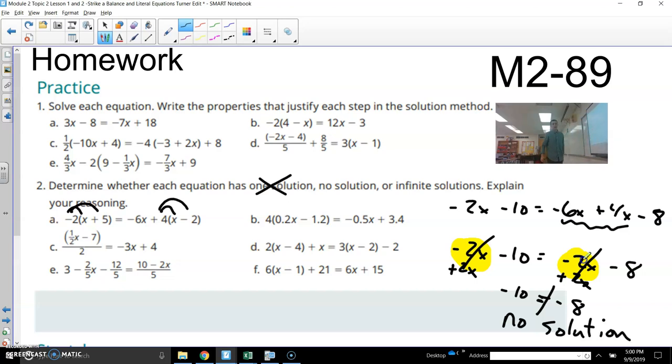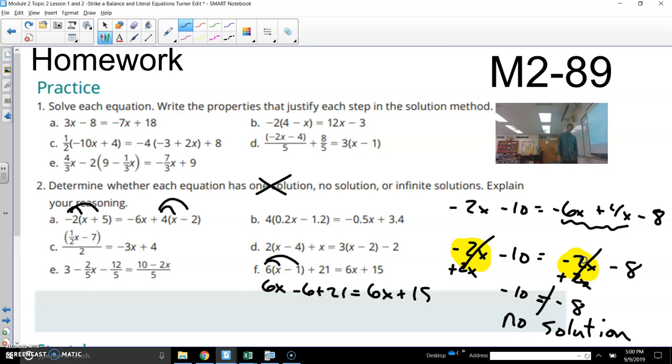So, whenever you have the same coefficient of x on both sides, the other numbers really tell you whether it's no solution or infinitely many. Okay? Let's look at f for a moment. If I was to distribute in f, you get 6x minus 6 plus 21.